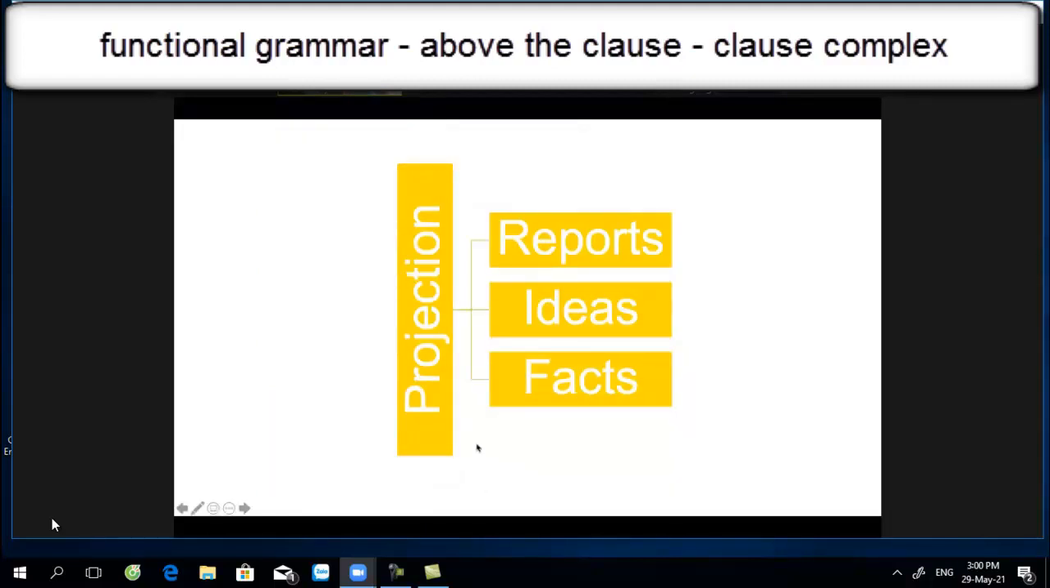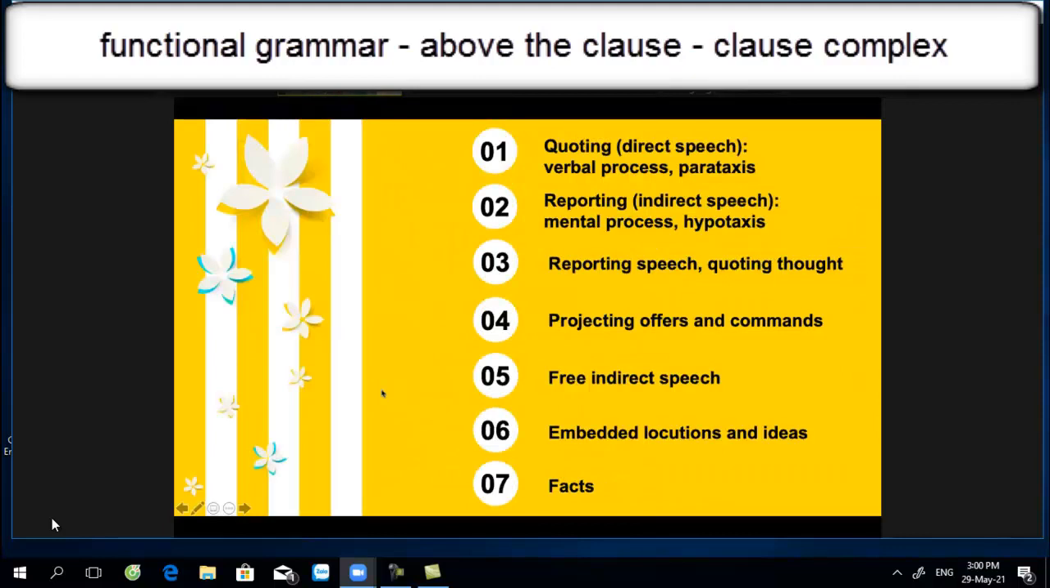But in terms of meaning, I will divide projection into three main types: reports, ideas, and facts. So altogether, we have to walk through 7 points like this according to the book. Number 1, we will talk about quoting, which is direct speech in our traditional grammar. Number 2, reporting, which is indirect speech. Number 3, we will learn how to distinguish reporting and quoting. Number 4, we come to a new type of sentence, offers and commands. Number 5 is free indirect. I will skip this part, number 5, very quickly. Number 6, embedded, and the last one is fact.